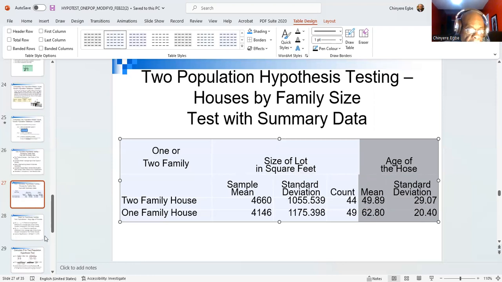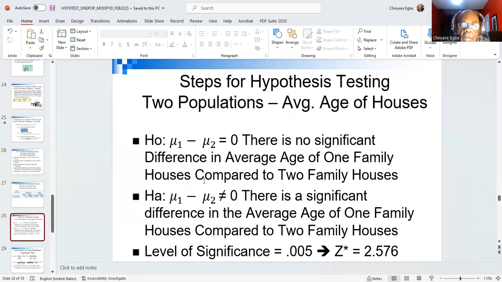All right. And so like we said, when you're doing a hypothesis test, you must first of all define the problem. And so we have defined the problem. Is there a difference in the average age of one-family houses compared to two-family houses? That is our hypothesis test. That is our problem.